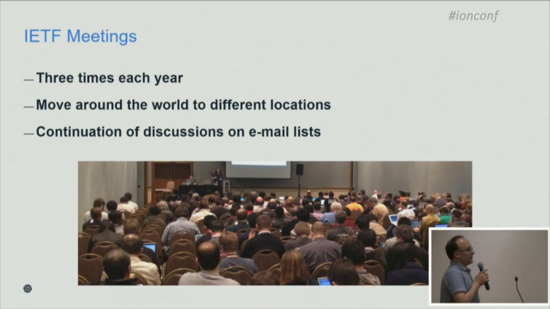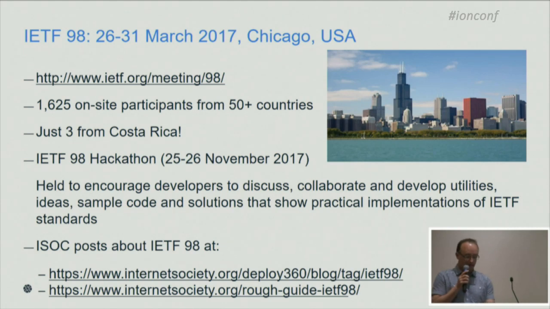So the IETF meetings are held 3 times per year. They move around the world to different locations. Obviously, in between the meetings, there's lots of discussion on the mailing lists. But the IETF meetings are an opportunity for people to come together and discuss the work that's ongoing. The last one was held in March in Chicago. There were well over 1,600 participants, and that's just on site. There were also quite a few remote participants as well, and they were drawn from over 50 countries.